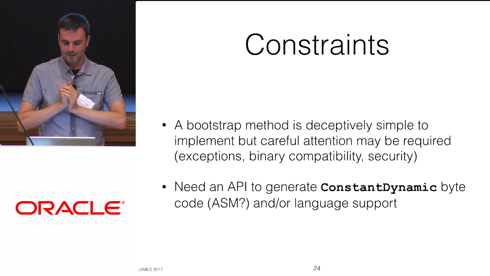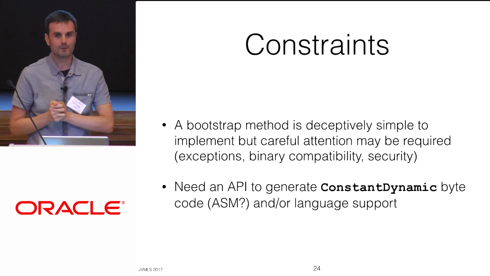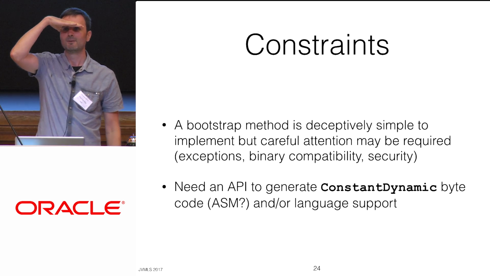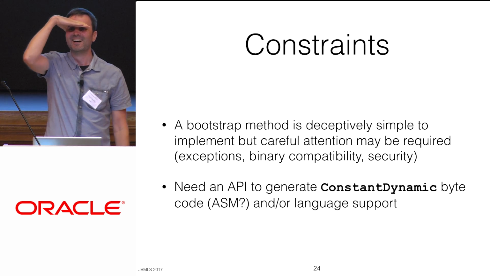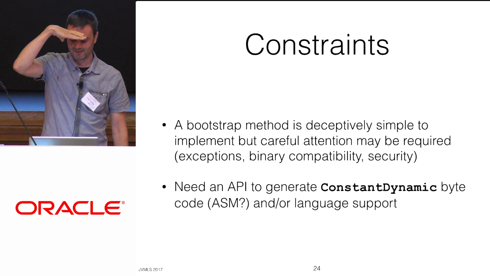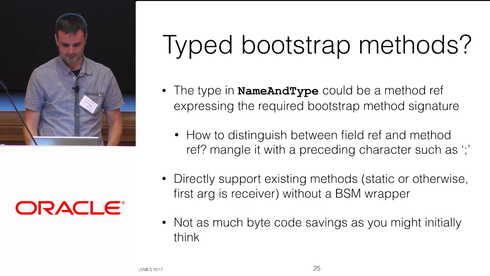And we also need an API to generate ConstantDynamic bytecode and/or language support. Who wants to add ASM support for Condy? We also have Maurizio's bytecode API, which is super neat. I've been using that. But we do need something just even for testing, which is Vicente.